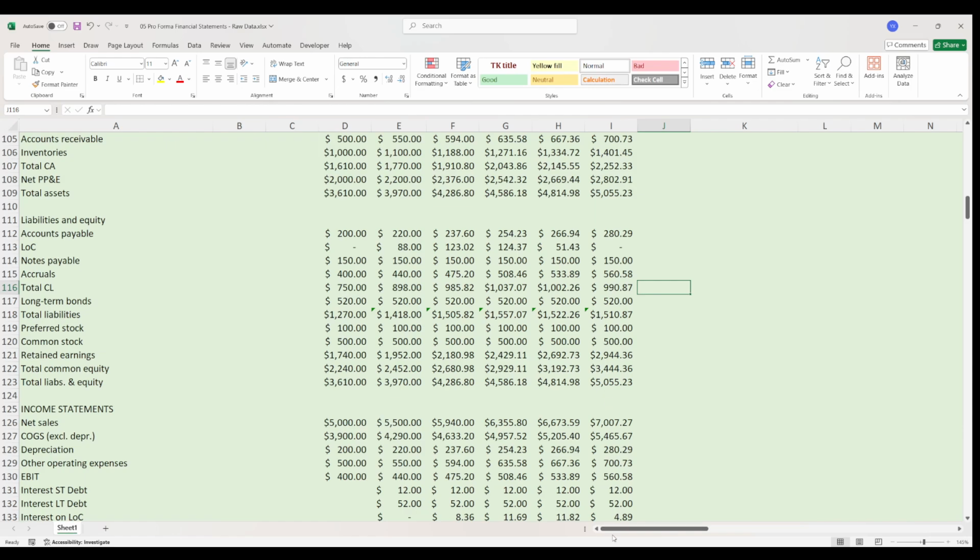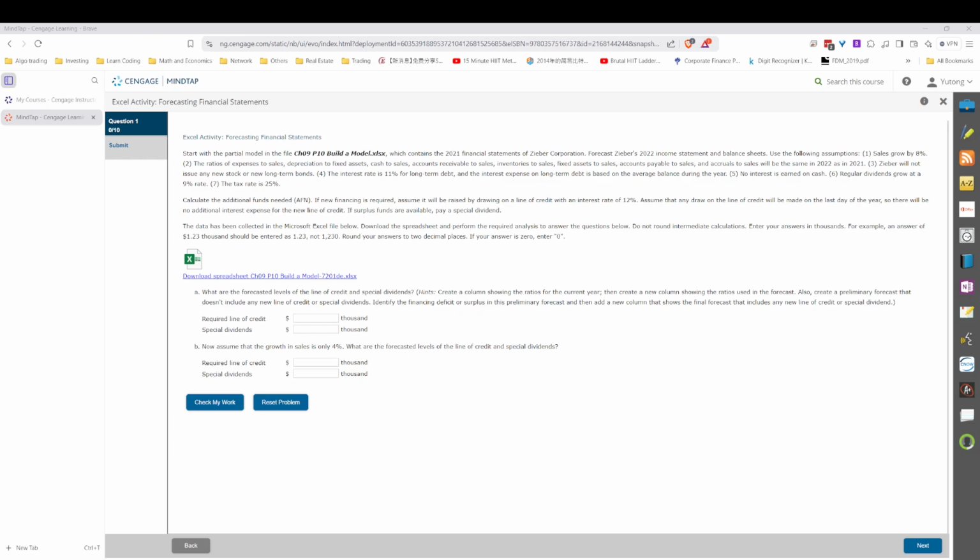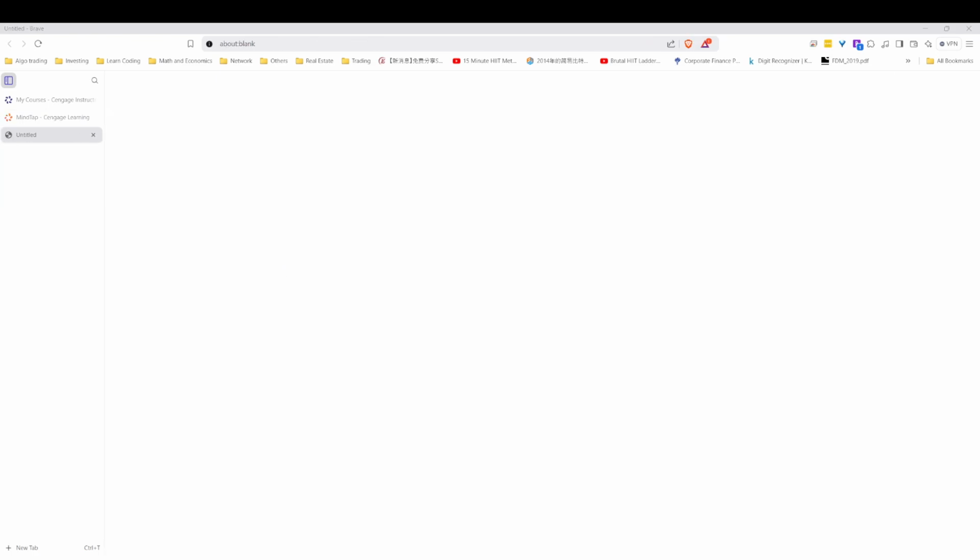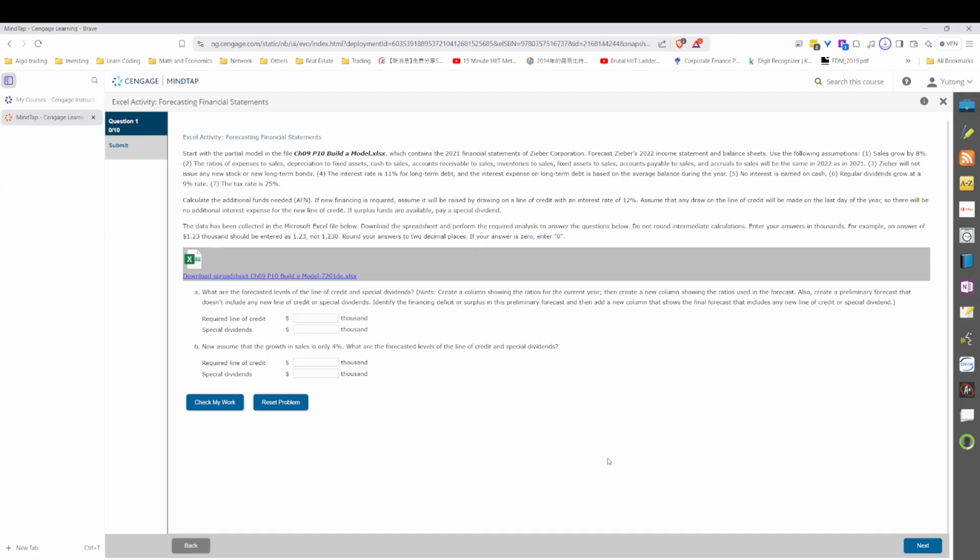All right, so that's pretty much it. That's everything with what we did in class. Then I just want to take a look at this problem, the forecasting financial statement problem. This is the same thing as what we did in class. Given that it's only asking for 1 year of analysis, we can take a quick look at it. So it's asking me to download the data. I'm going to open it up.